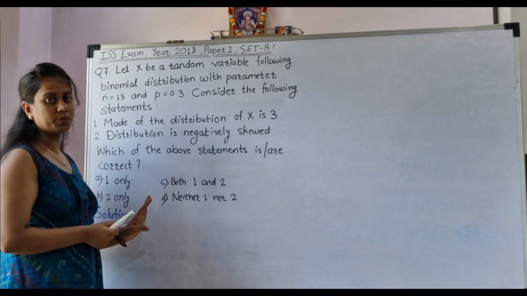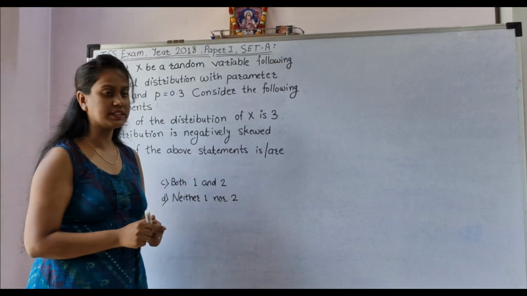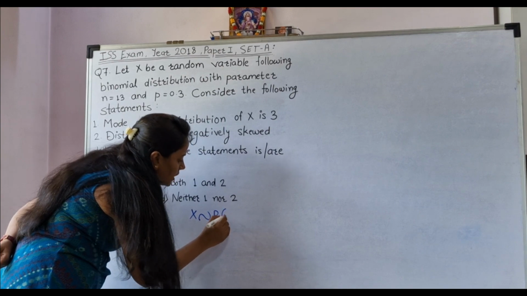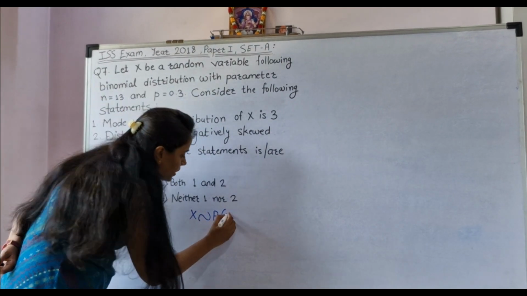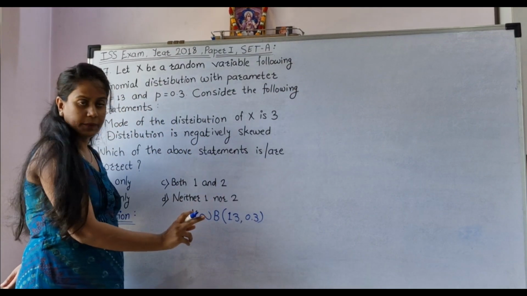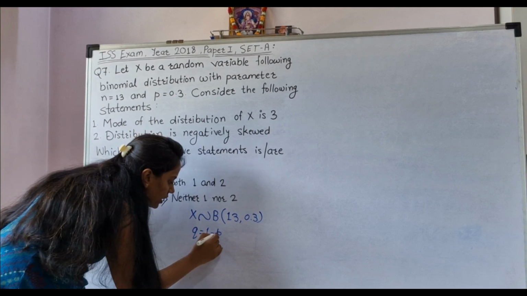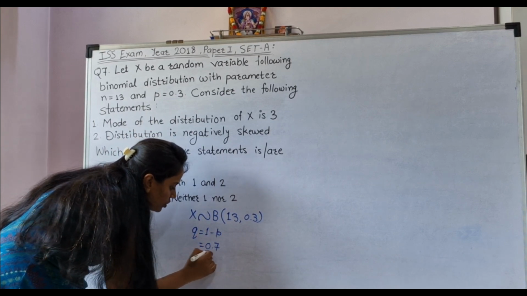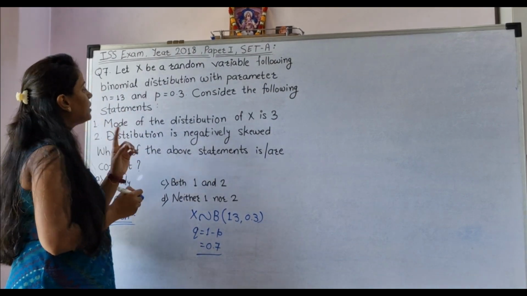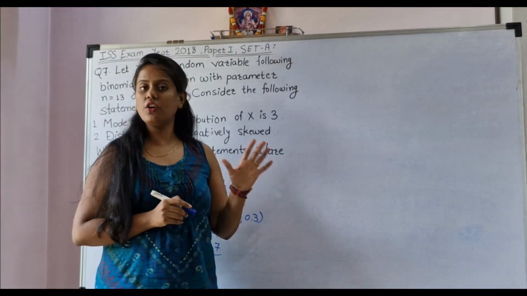And here 4 options are given. Now, first of all, we will write down what is given. Here it is given that x follows binomial distribution with parameter n equals 13 and p equals 0.3. Now here value of p is given, we can calculate value of q. So value of q will be 0.7. Now in the first statement we have to check whether mode of the distribution is equal to 3 or not.